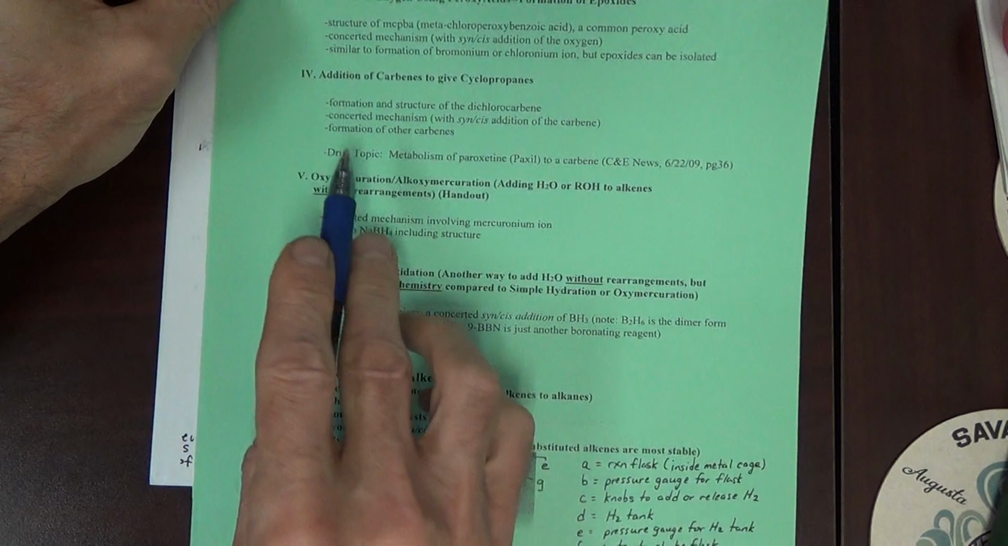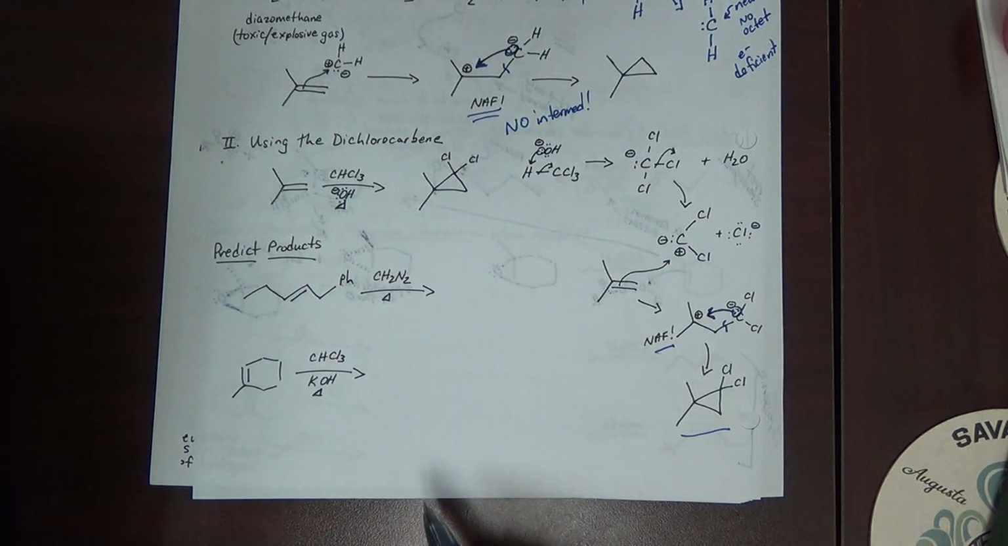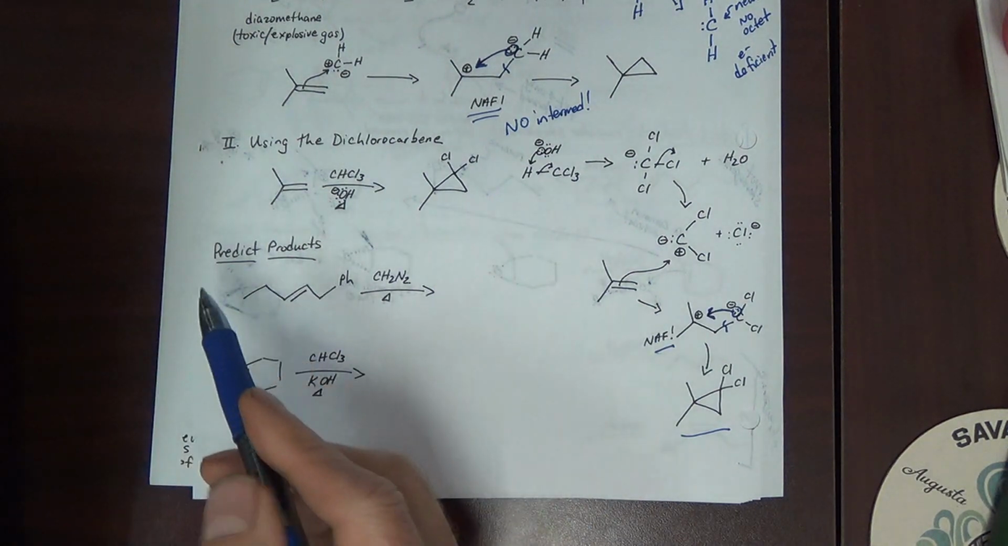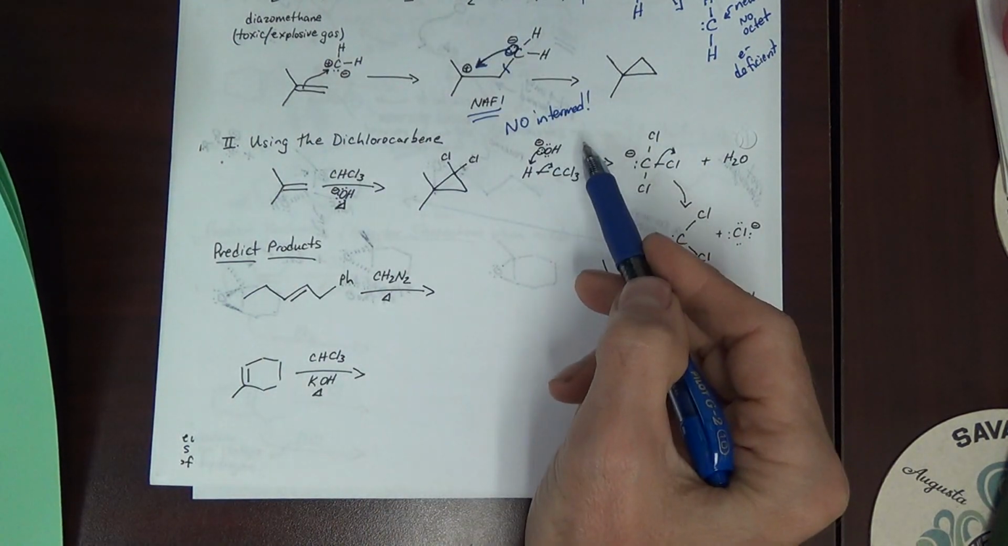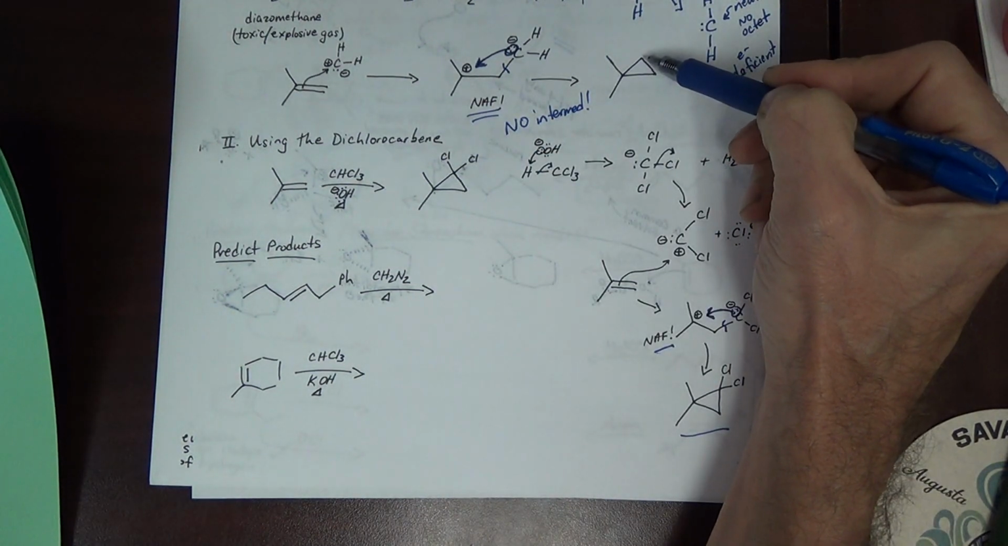Did we cover everything on our outline? Concerted? Yeah, it's concerted. It's just like making bromonium ion, making epoxide. See the similarities in your mechanism, a three-membered ring, except this time the new group is carbon.